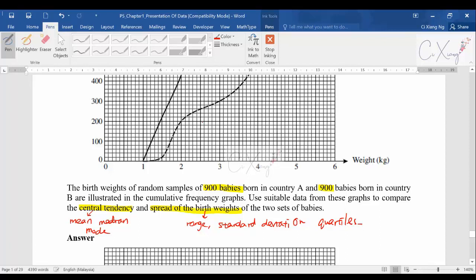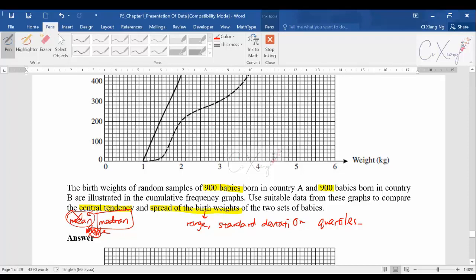Okay, so now you have to ask yourself, the graph given on top, right? Both of them are cumulative frequency. So from a cumulative frequency graph, will it be possible for you to get the mean? Will you be able to get the mode? Also can. Then the only way that you can get is the median. Okay, so the same thing happened here.